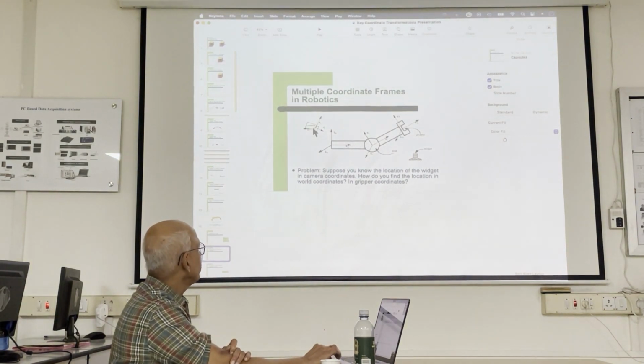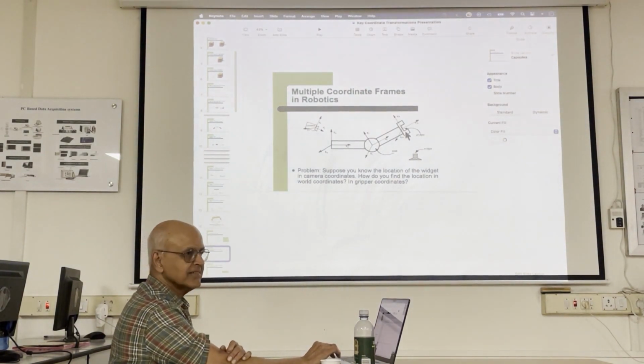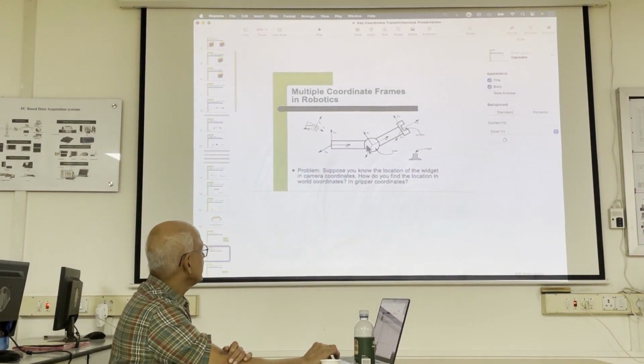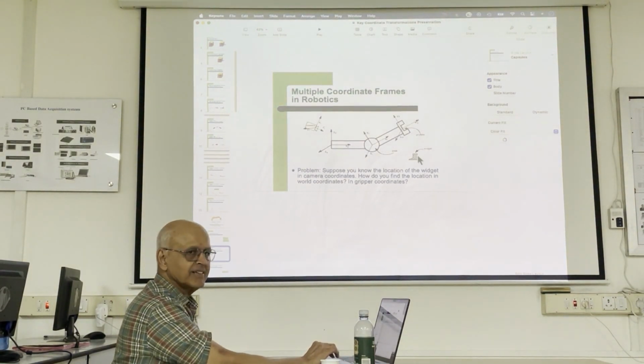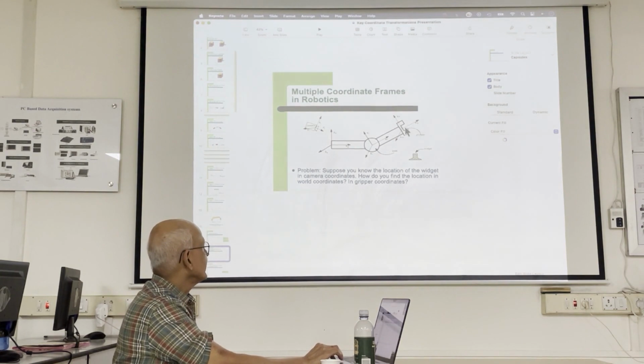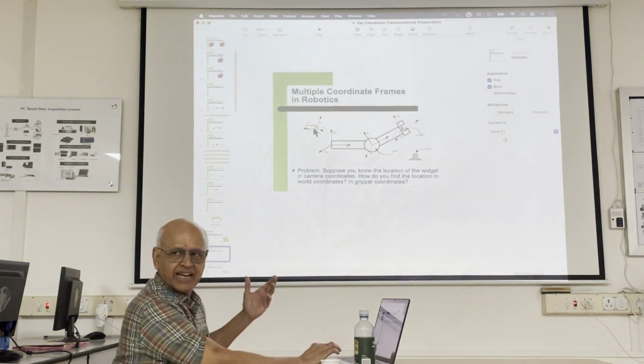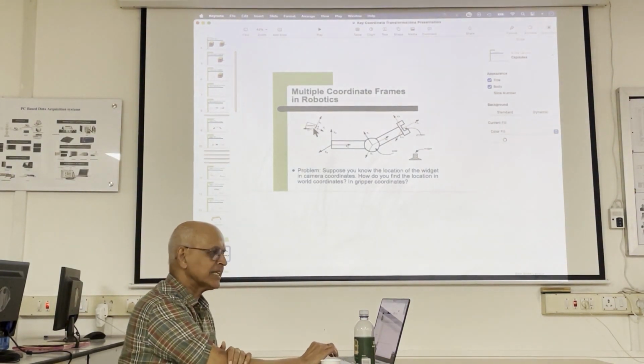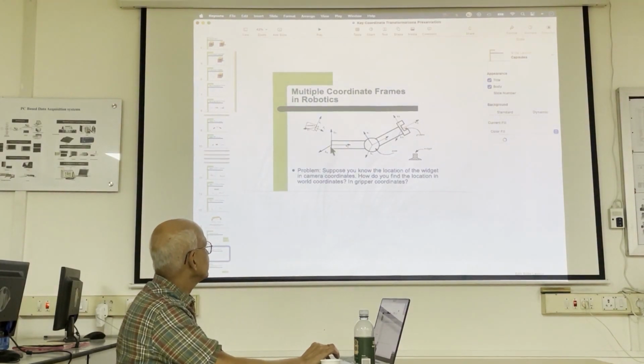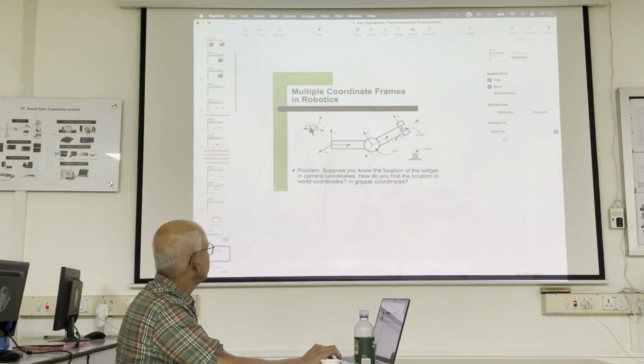So the camera on the wall is going to say, hey, the widget is here. But of course, the gripper has to be told where the widget is in its own frame, right? What does it care what the camera sees? So you have to do a frame transformation. So here is the world axis. So you have to do a transformation from there to the world.